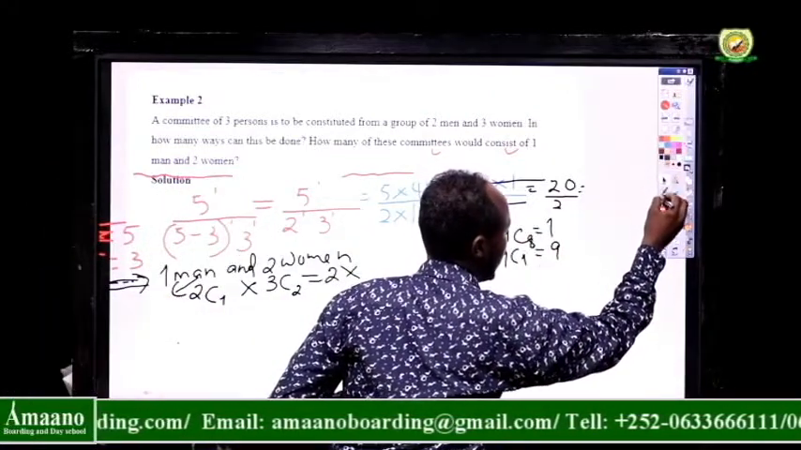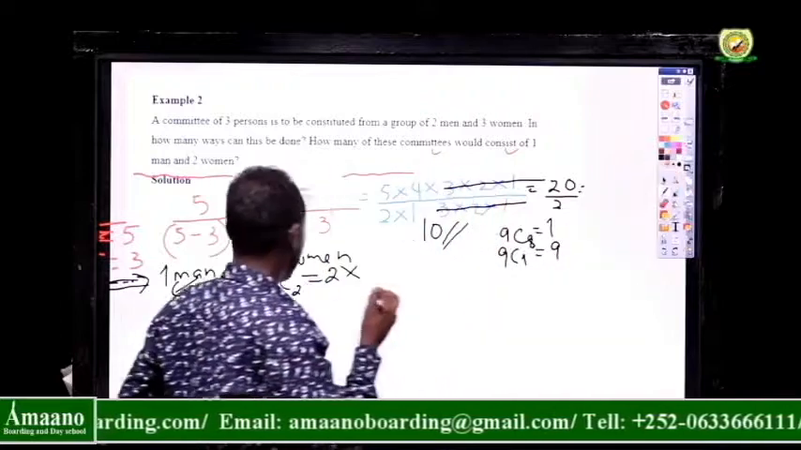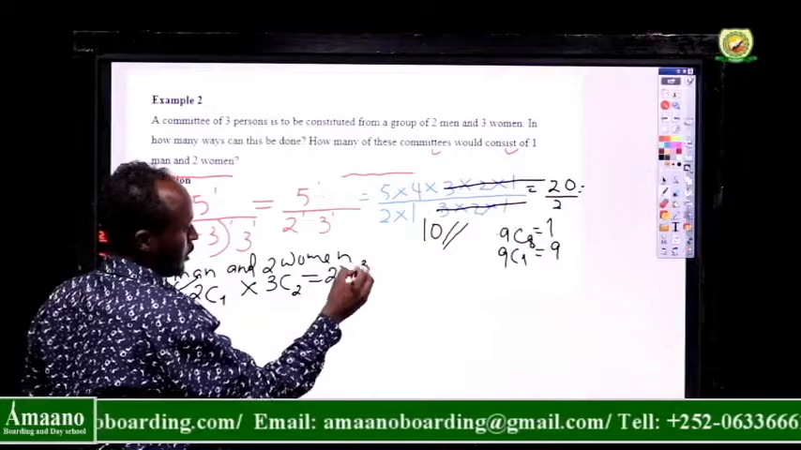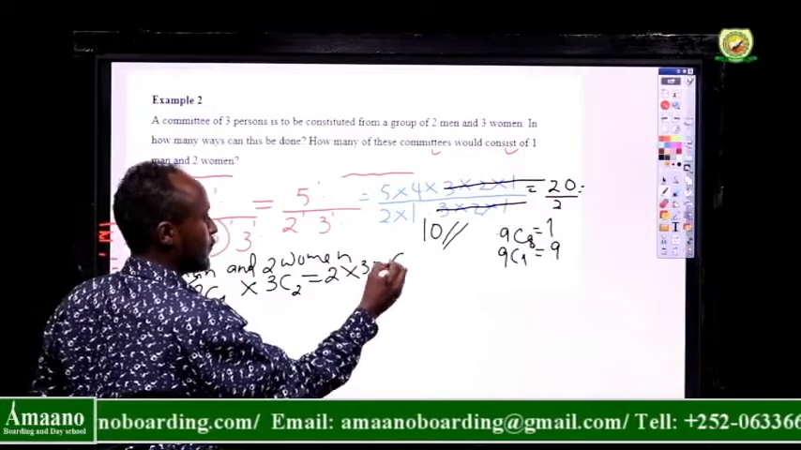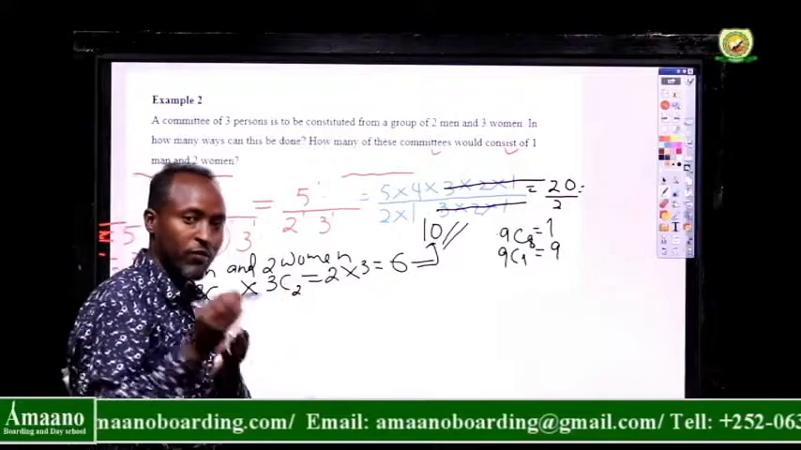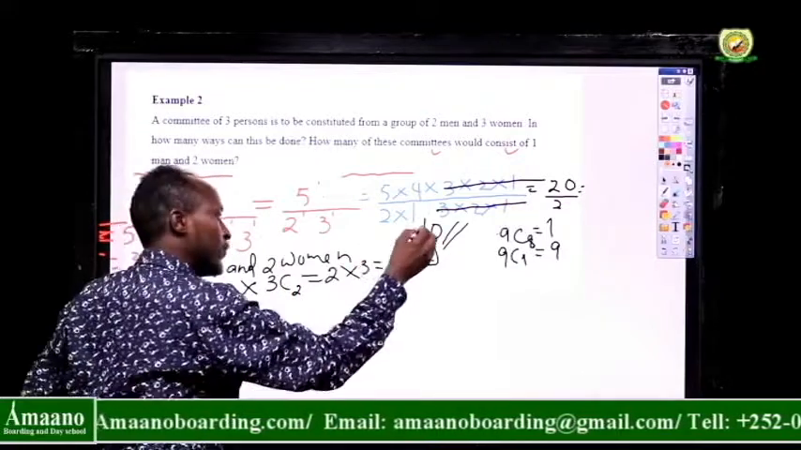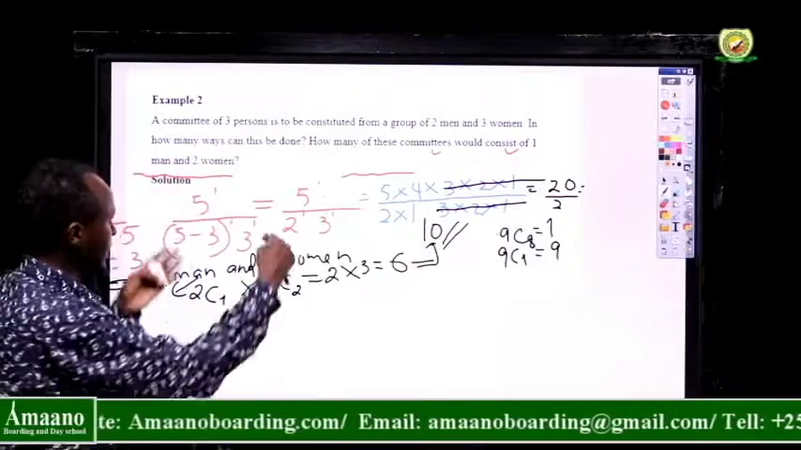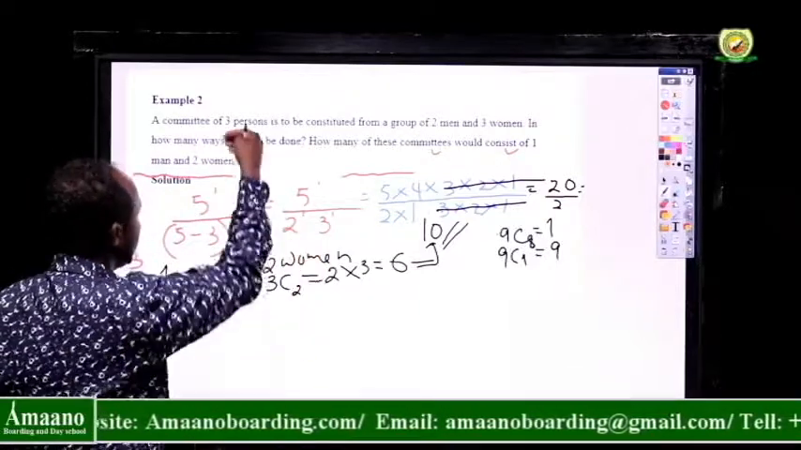That 3 comes from the number of combinations that we can do. 3 combination 2 is 3. If you multiply these 2 numbers, you have 6 different committees from here. Therefore, the total we have 10 committees, but 6 of these committees consist of 1 man and 2 women. This is the procedure that you can follow for such questions.